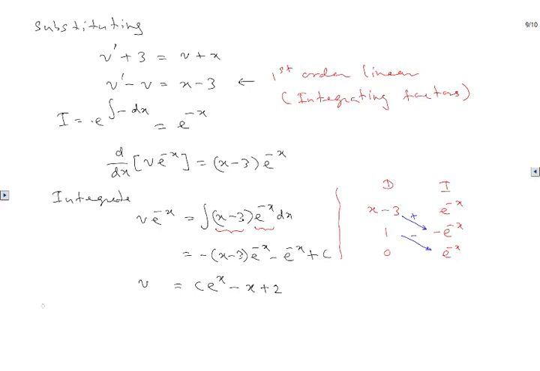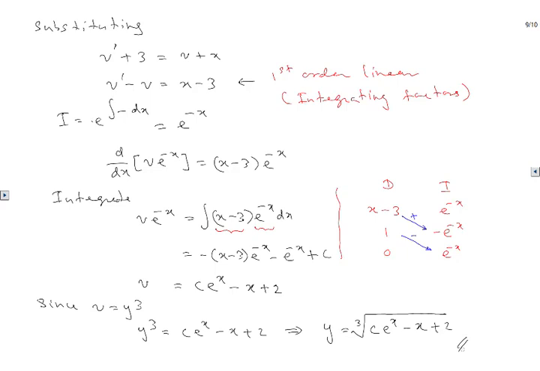Okay, now we're going to substitute for v. Since v equals y cubed, y cubed equals c e to the x minus x plus 2. If you take the cube root, you end up getting y equal to the cube root of c e to the x minus x plus 2. Okay, so that's the final answer for the problem, and you can see that it's not that difficult, but still there are certain things that you need to remember.